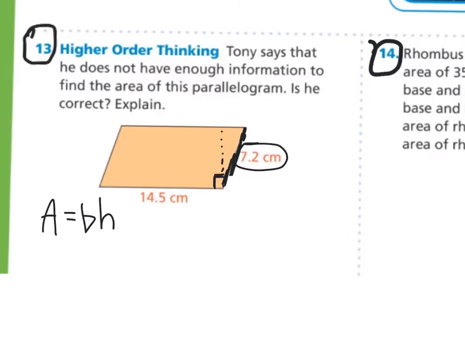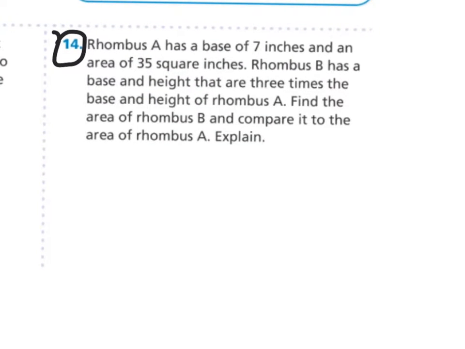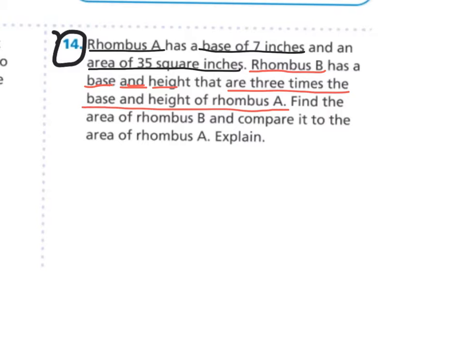If we look at number 14, rhombus A has a base of 7 inches, area of 35 square inches. I'm going to color code this here. Rhombus B, we have the base and the height are 3 times the base and height of rhombus A. And then the question is, they're wanting us to find the area of rhombus B, and then another thing, compare it to the area of rhombus A.